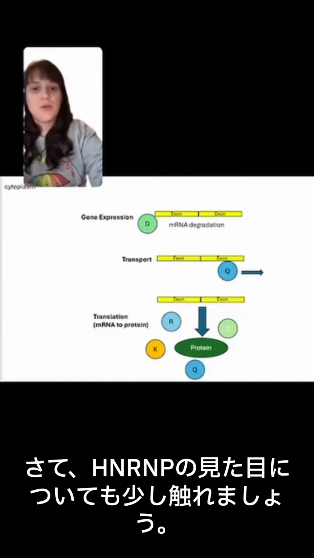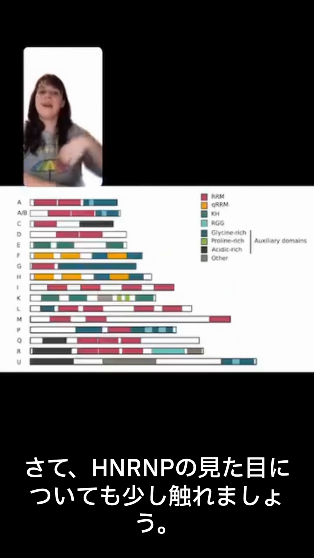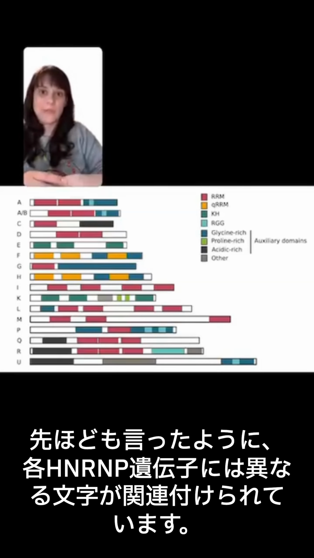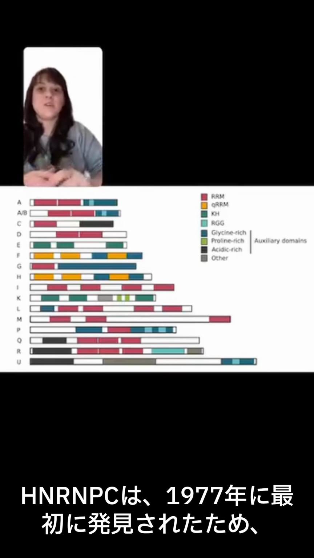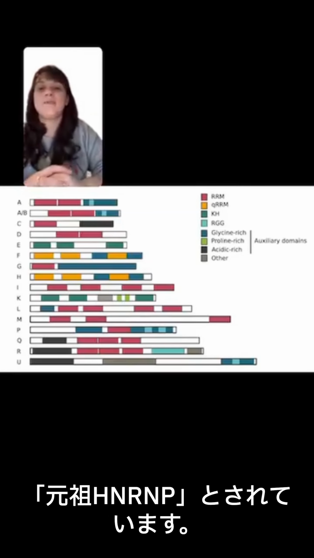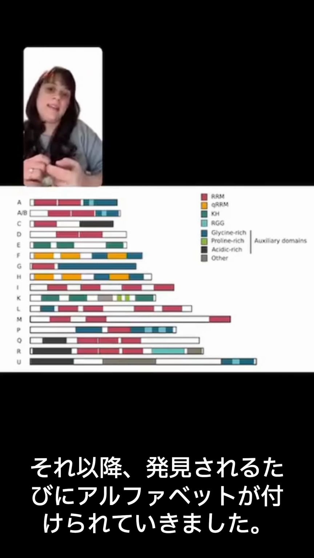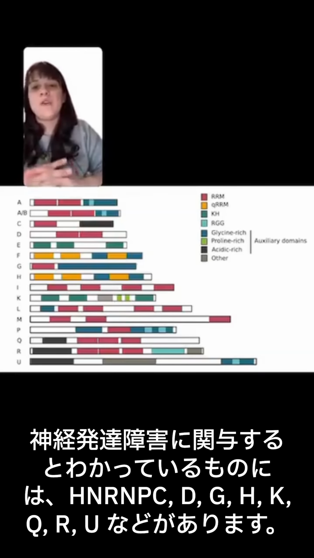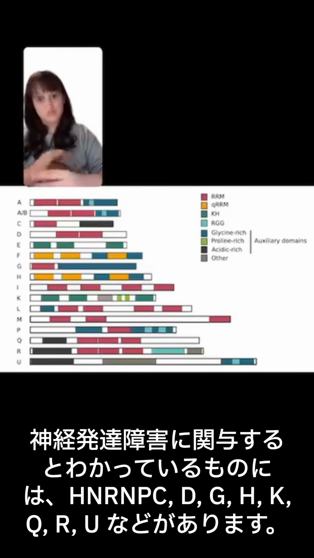And then I wanted to show you what these HNRNPs look like. And so, like I said, there's a different letter associated to each HNRNP gene. And HNRNPC is thought to be the founder of the HNRNPs, in that it was found first in 1977. And then they decided that every next one they'd identify would be another letter of the alphabet. So that's why we get an alphabet soup. We know that HNRNPC, HNRNPD, HNRNPG, HNRNPH, HNRNPK, HNRNPQ, R, and U are all involved in neurodevelopmental disorders.